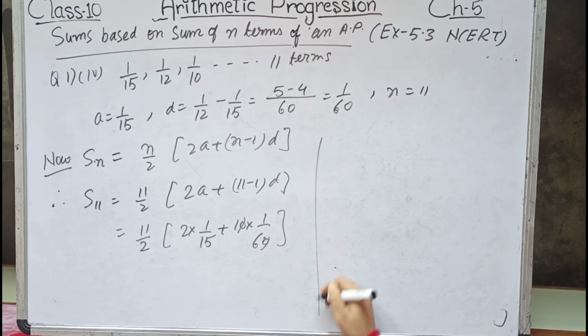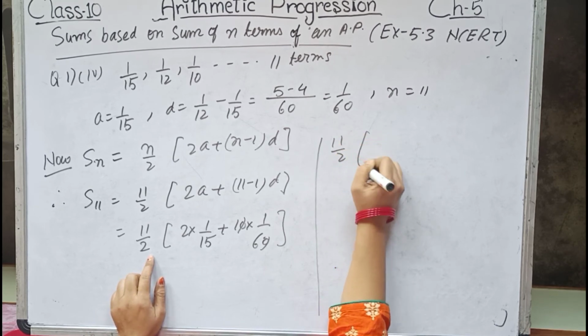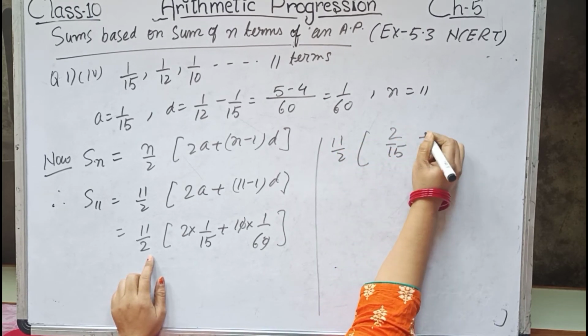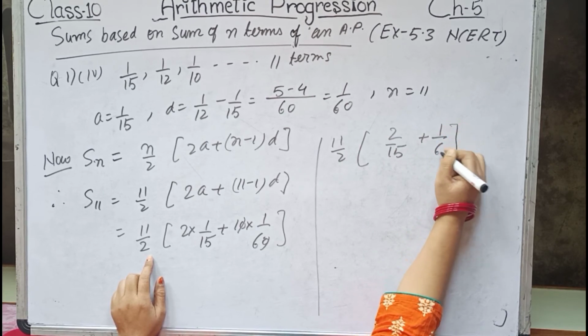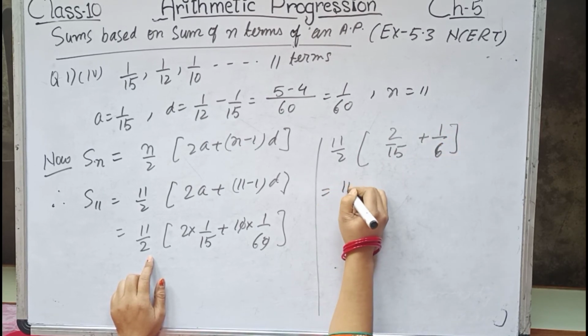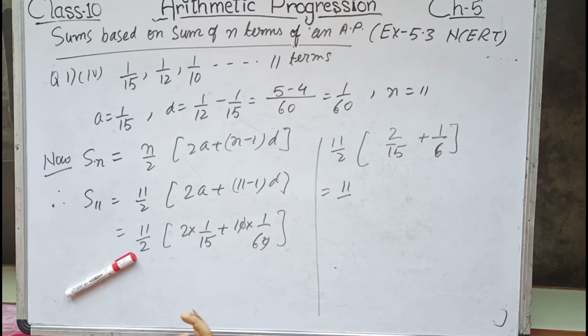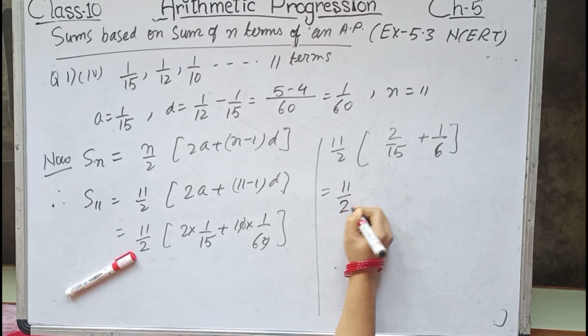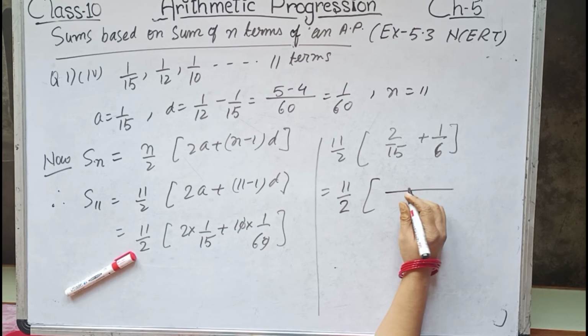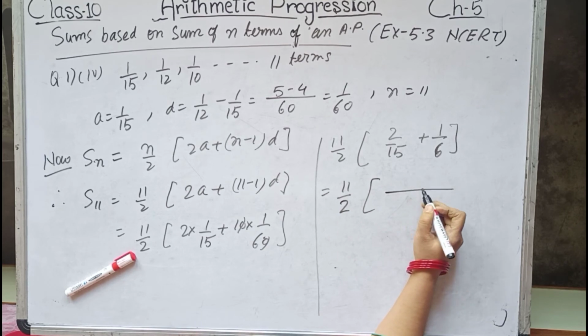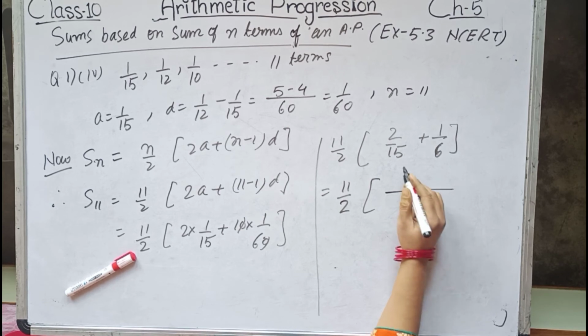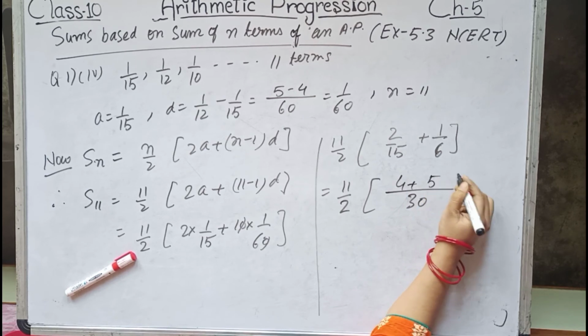So this will be equal to 11 by 2, 2 by 15 plus 1 by 6. Over here the LCM of 15 and 6 will be 30, I think. So 15 2s are 30, 2 2s are 4, and 6 5s are 30.